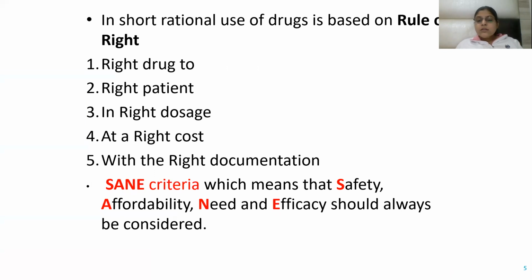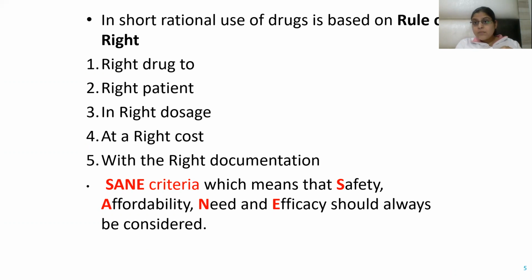In short, rational use of drugs is based on the rule of rights. That is, the right drug: we are giving the right drug to the right patient. Whatever disease the patient is suffering from, we have to give the drug according to its pharmacological action and according to the disease of the patient.